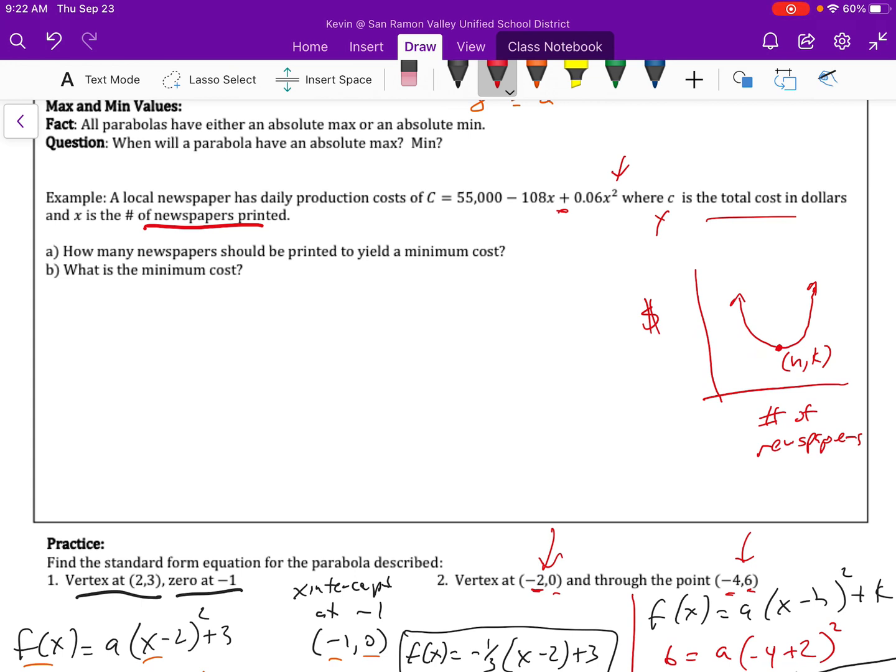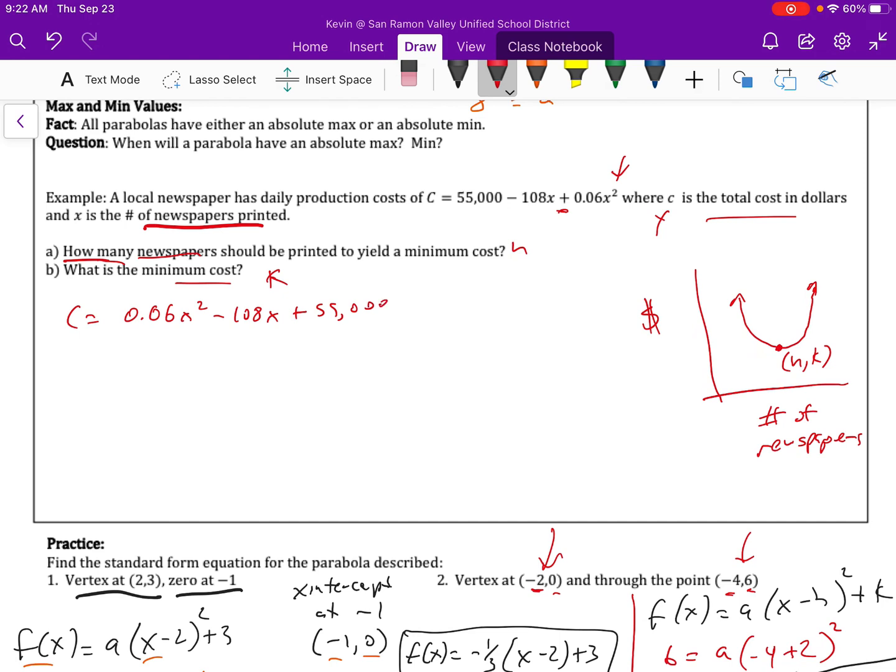So the H represents the X values, which is the number of newspapers, how many newspapers. And then the minimum cost is going to be our K. So in essence, what this question is asking us to do is take this equation and find the vertex. I'm going to rewrite the equation so it's in the correct order, which is 0.06x squared, minus 108x, and then plus 55,000.